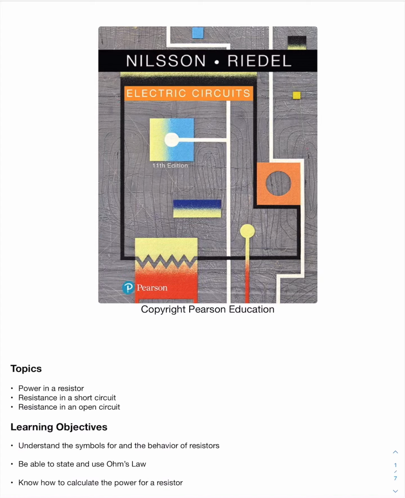In this lecture, we will discuss how to express power in terms of current and resistance, voltage and resistance, and also in terms of conductance. We will then perform some example problems, and then we will define resistance in a short circuit and an open circuit. We are looking at objectives 1, 2, and 3.